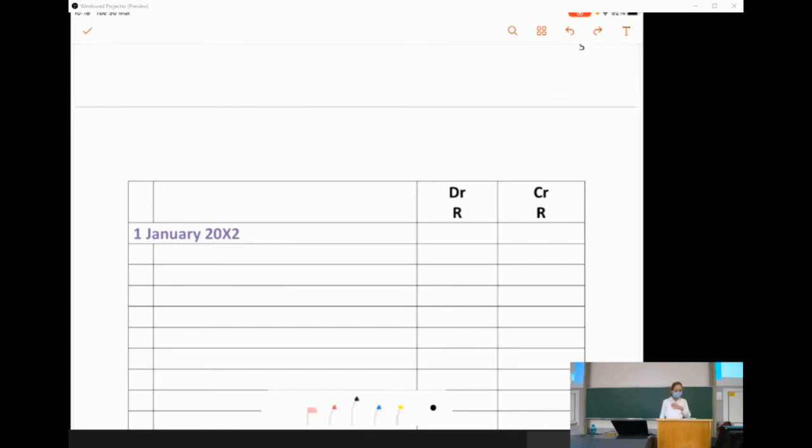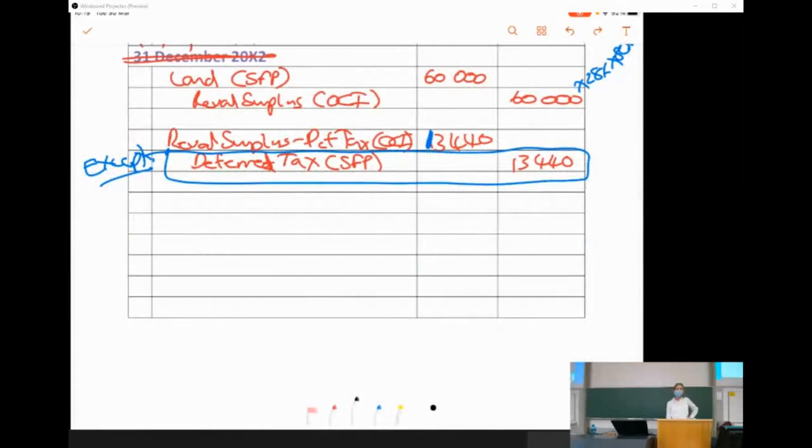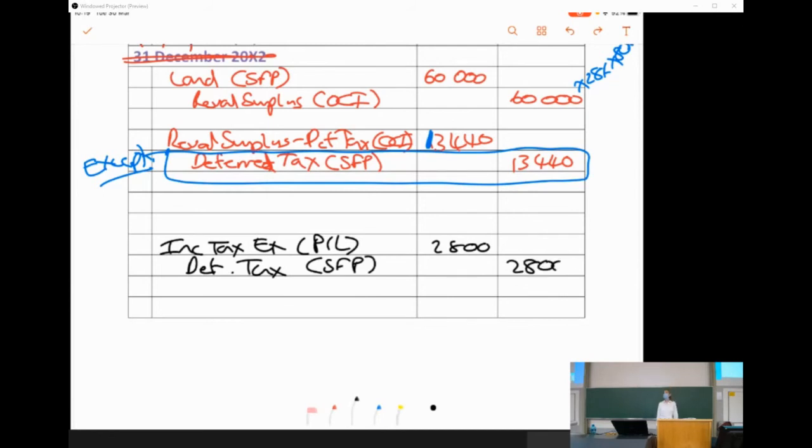The depreciation journal is fine, journal 7, journal 8, the income tax expense you should be able to do. And then the only journal that I'm going to just quickly do is that last journal, which is as we did the T accounts, where we said income tax expense in P&L for the 2,800 and we credited our deferred tax SFP 2,800. Okay, so those are all our journals for the revaluation.